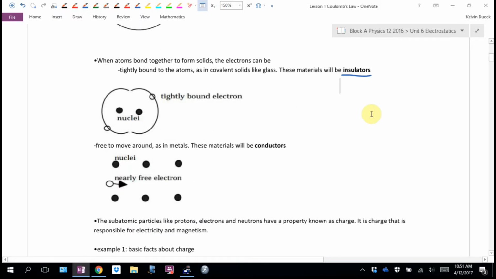Electrons can also be free to move around, as in metals. We call these conductors. If you want our Bohr model, in a covalent solid like glass, the electrons are very locked into their shells and locked around specific nuclei. In a metal, electrons are free to move from atom to atom to atom. And again, technically that's wrong, but it's a good enough model that it'll explain an awful lot. We'll go with it.